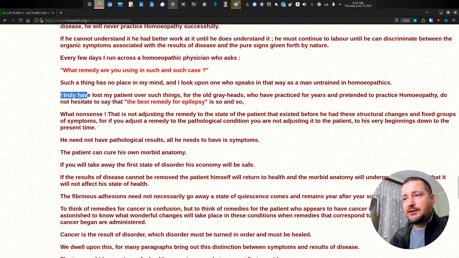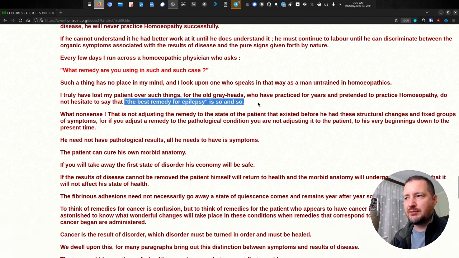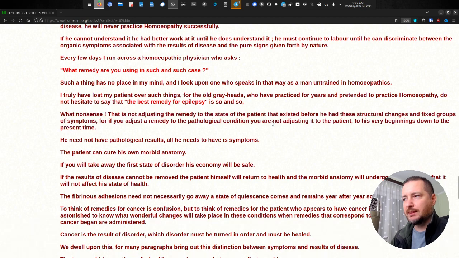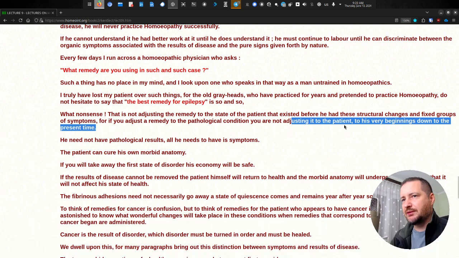Kent continues, I truly have lost my patience over such things, for the old gray heads who have practiced for years and pretended to practice homeopathy do not hesitate to say that the best remedy for epilepsy is so and so. What nonsense! That is not adjusting the remedy to the state of the patient that existed before he had these structural changes and fixed groups of symptoms. For if you adjust the remedy to the pathological condition, you are not adjusting it to the patient, to his very beginnings down to the present time.